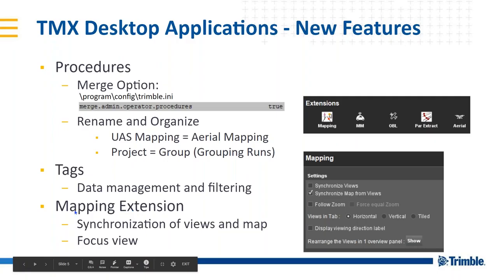Additionally, we also have a new preference group. Under preferences, we now have a mapping extension, and the mapping extension has a group of settings or preferences that can control the viewing options of the mobile mapping viewers. Whether this is a mobile mapping viewer, aerial viewer, oblique, or also a slice view.